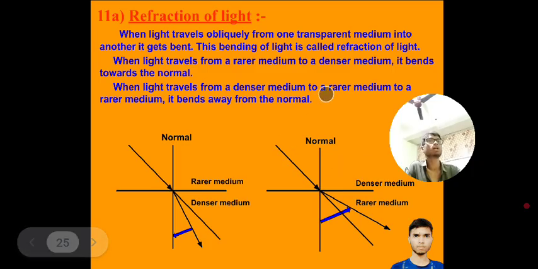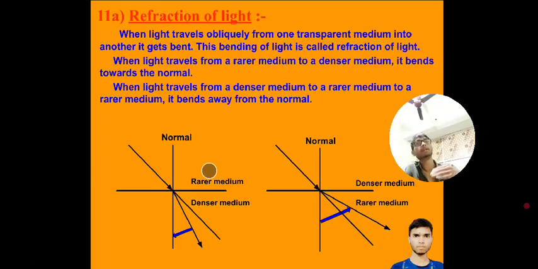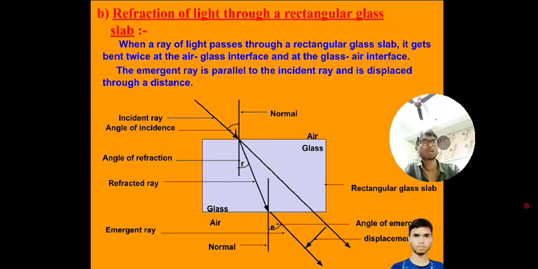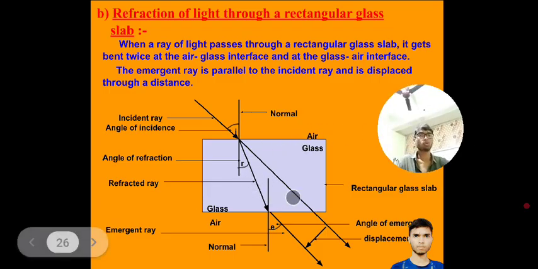This is what happens when light is traveling from denser to rare. Then the refracted ray will bend away from the normal line. But light which is traveling from rare to denser will bend towards the normal. This is what will happen. Now next, we are going to visualize it.